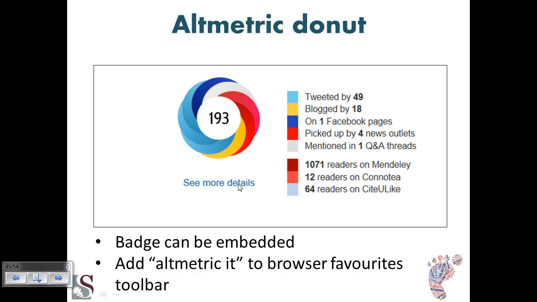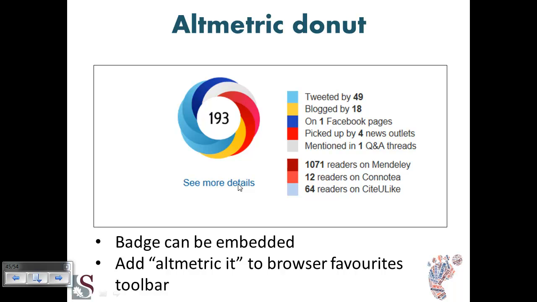This is what it takes together. The 193 that it shows there is the number of mentions across any of these products. The first one is the tweets and blogs, which was 18. And for this specific example, there was one Facebook page, picked up by 4 news outlets, and 1 questions and answers thread as well. Then there were over 1,000 readers on Mendeley and a few on CiteULike as well.